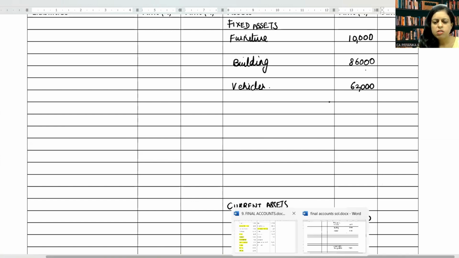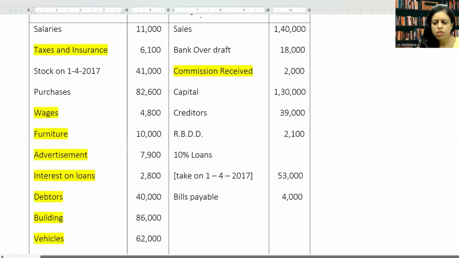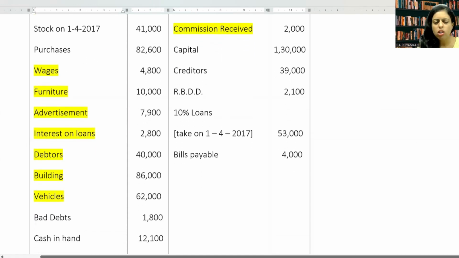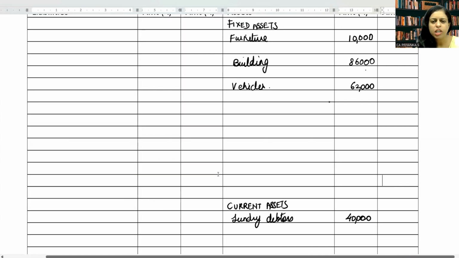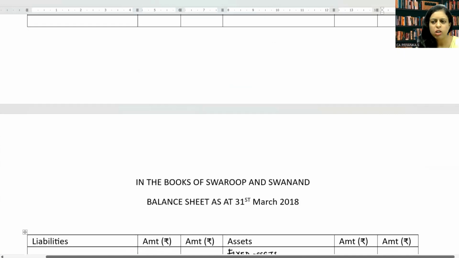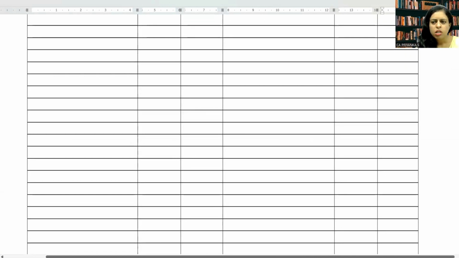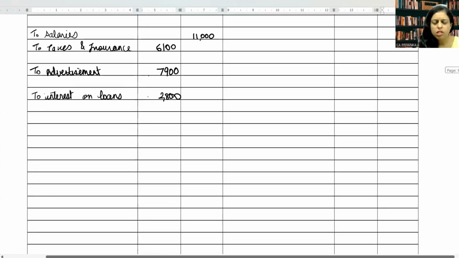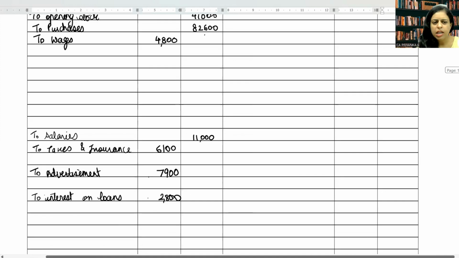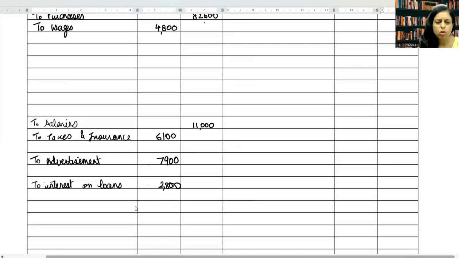Next in the trial balance, what is given? I'm taking all the debits first. Next is bad debts. Now, bad debts is a loss. Basically, loss is written in the profit and loss account. So I go to the profit and loss account. This is my trading account in the top part, then I have the profit and loss account below. I'm leaving some space for the interest adjustment.